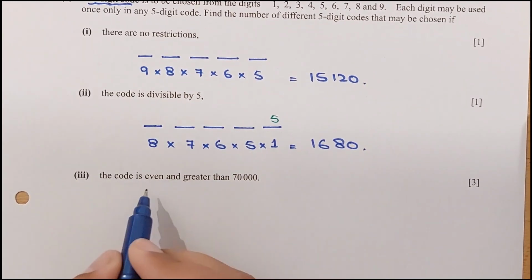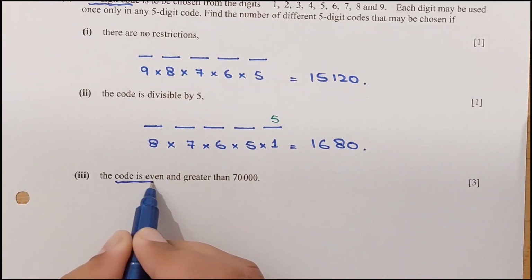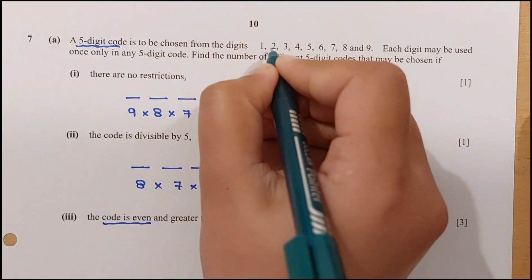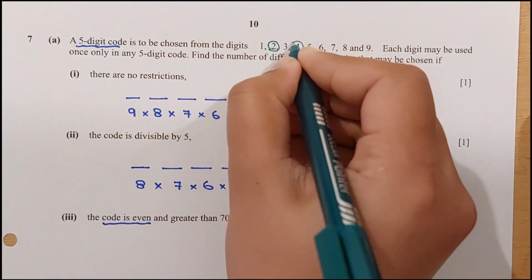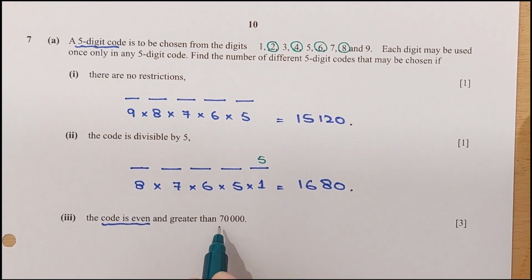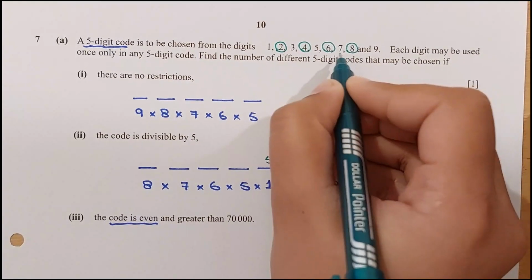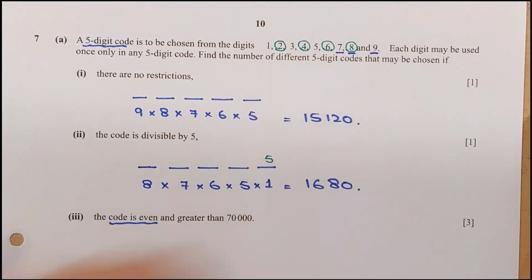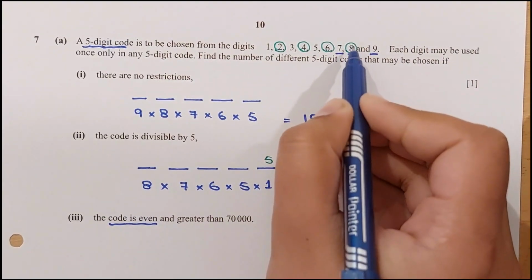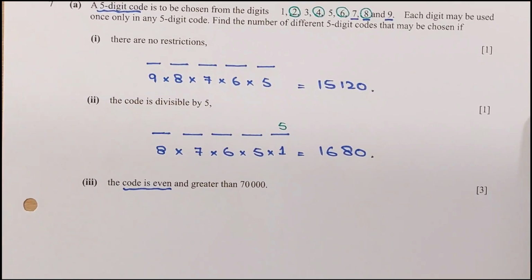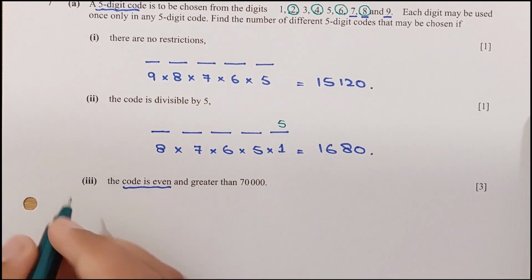If the code is even, it must end in an even digit. So how many digits are even? The even digits are 2, 4, 6, and 8. And if it is greater than 70,000, it must start with 7, 8, or 9. Now 8 overlaps: it is even, and we can also start with 8. So we have to do 2 cases here. Let's do case 1.